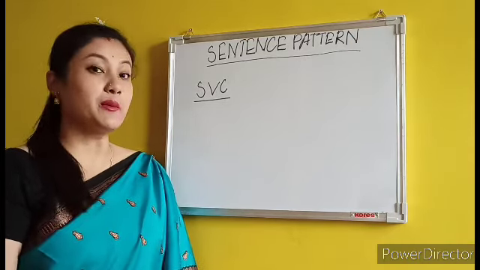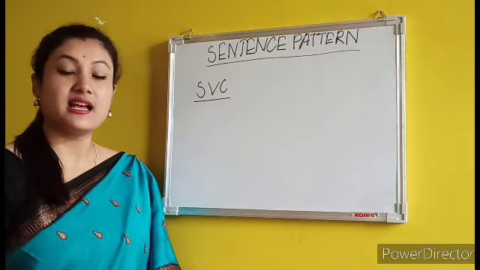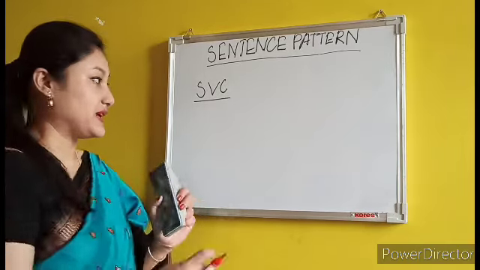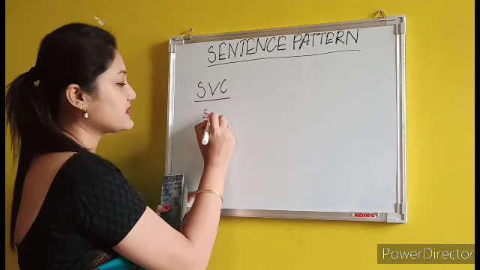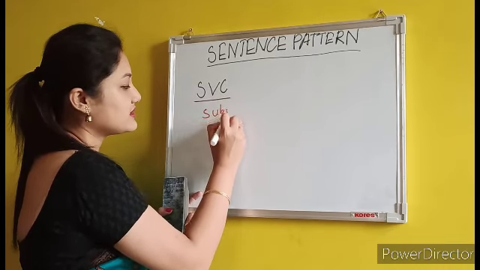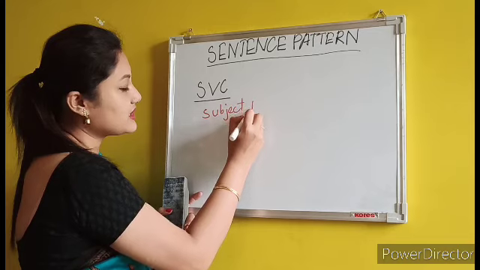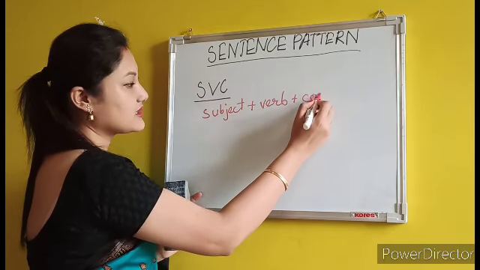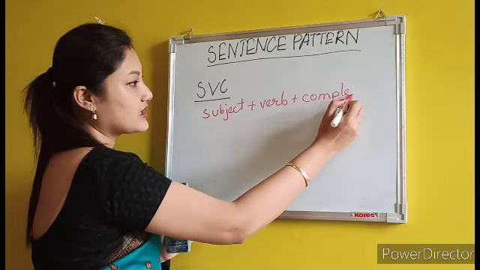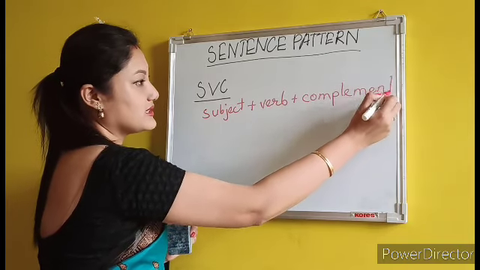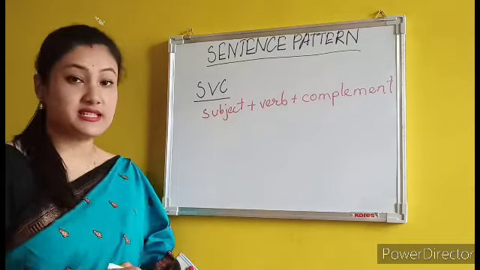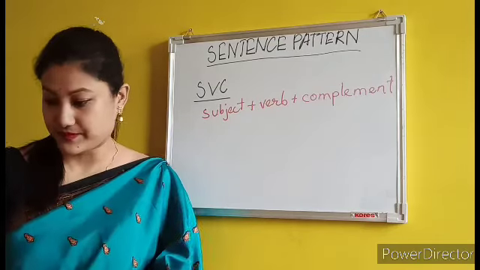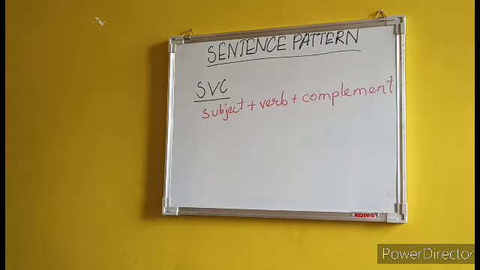So what is the full form of SVC? This is subject verb complement. This one is subject plus verb plus complement. This is the SVC sentence pattern. So we will take an example of SVC.